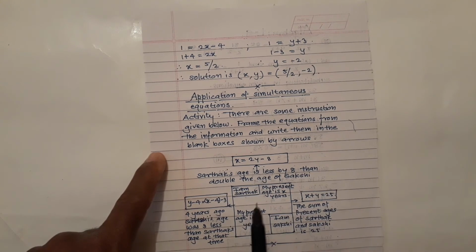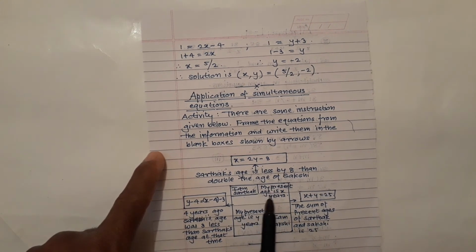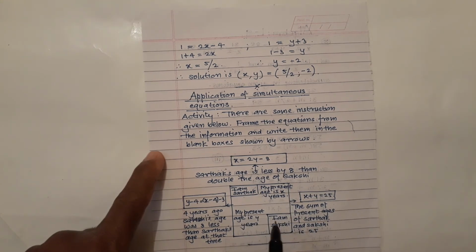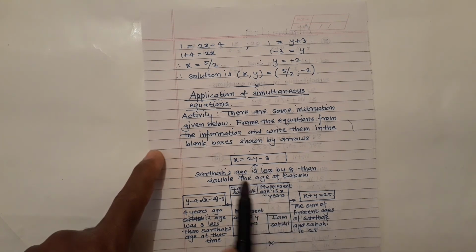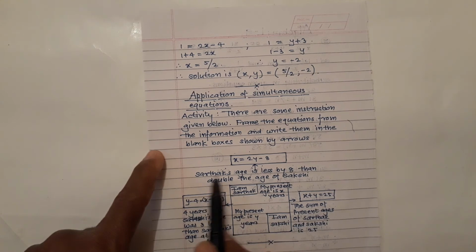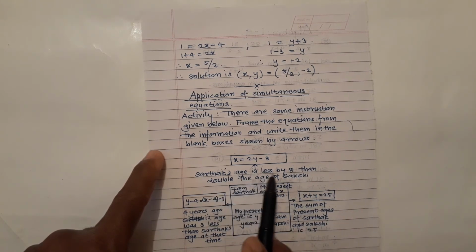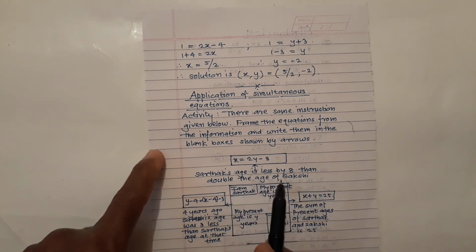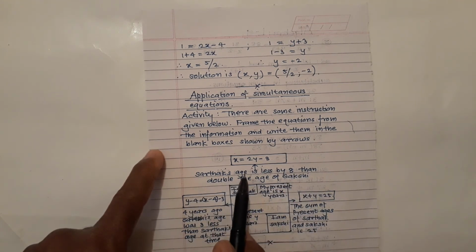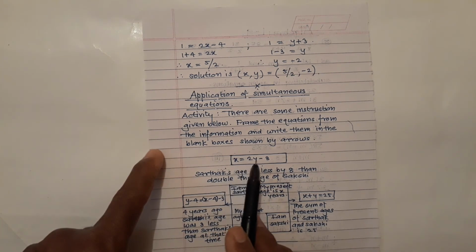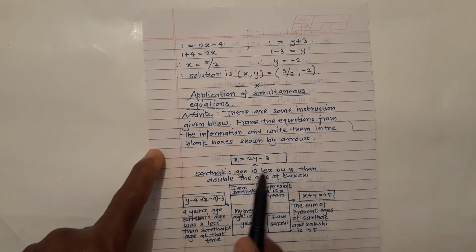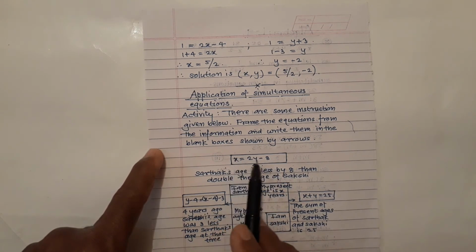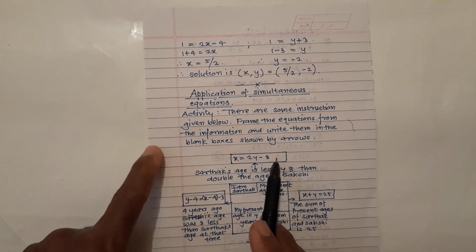Now what is given, look here. I am Sarthak, my present age is X years. I am Sakshi, my present age is Y years. Then the instructions are given. Sarthak's age is less by 8 than double the age of Sakshi. Sarthak's age means x is equal to what? Double the age of Sakshi, but less by 8. So double the age of Sakshi means 2y, less means minus 8. So here x is equal to 2y minus 8.